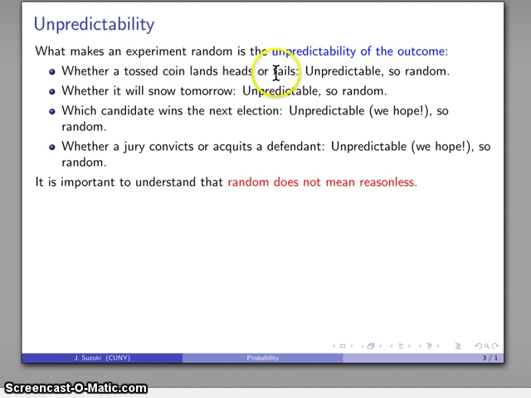There is a reason why the coin lands heads or tails. It has to do with physics. There is a reason whether it snows tomorrow. Again, it has to do with physics. There is a reason why one candidate wins the election. There is a reason why the jury convicts or acquits a defendant. But that has nothing to do with randomness. What determines randomness is whether or not the outcome is unpredictable in practice. If you can't guarantee the outcome, it's unpredictable.